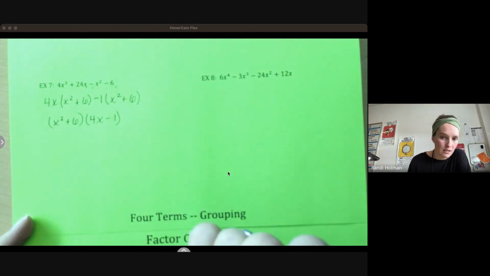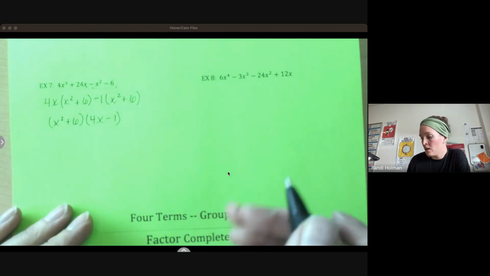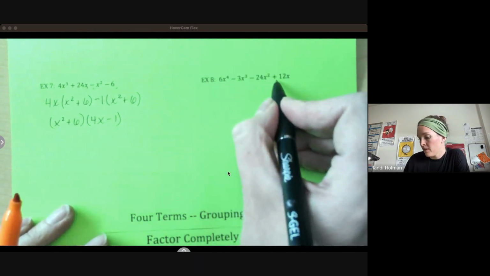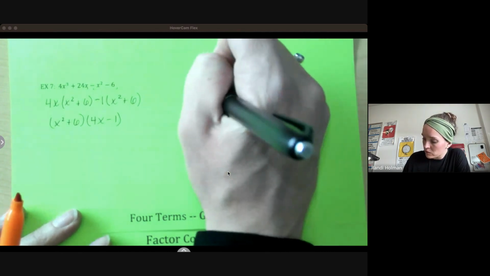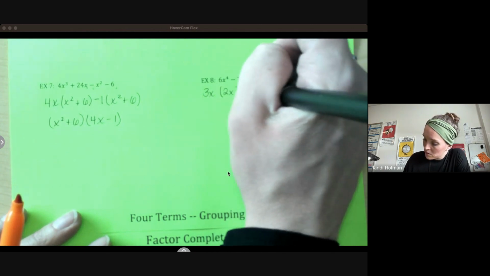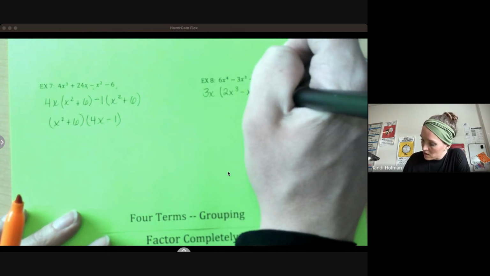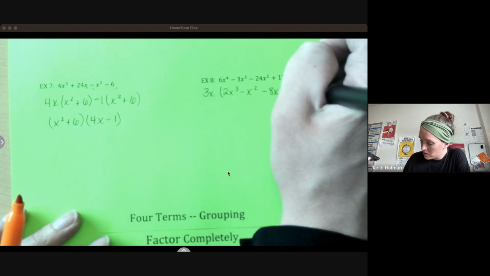Could you have written it in standard form and then grouped? Definitely, you'll still get to the same 2 factors. Okay, last one, greatest common factor. Ooh, they do have one. 3x goes into all of those. So we're going to take that out first. 2x cubed minus x squared minus 8x plus 4.